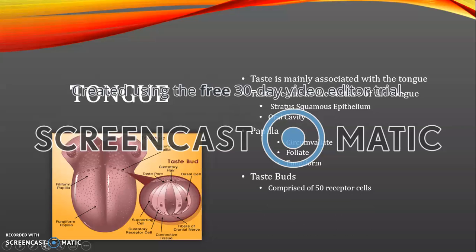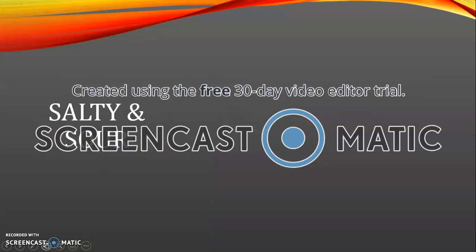Now, inside these papillae are the taste buds. And taste buds are specialized taste cells that respond to chemical stimuli. And in turn, they activate sensory nerve fibers. Now, taste buds are made up of 50 receptor cells. Now, I really wanted to touch on each taste, or each modality of taste, so that you'd really get a better understanding of the process.